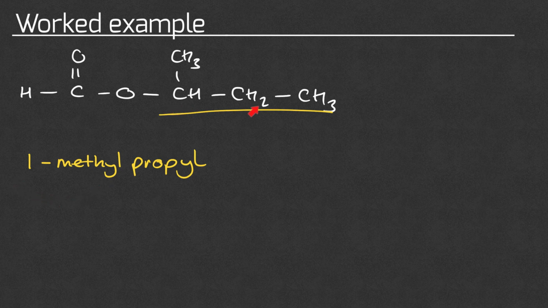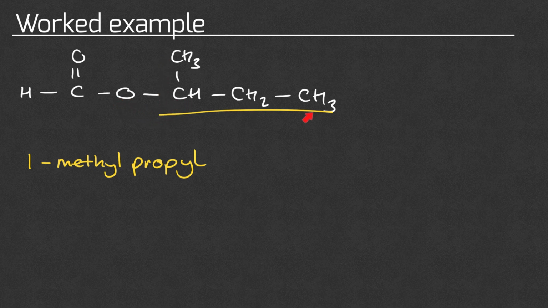1-methyl, because on that chain of carbons attached to the oxygen, there is a methyl group on carbon 1. Carbon 1 is always the carbon attached to the oxygen. So this has to be carbon 1, therefore the longest chain is 1, 2, 3. Therefore propyl with a methyl group on carbon 1. We can't name this as any kind of butyl, for example, a chain of 4, because carbon 1 in that case would be here or here, and carbon 1 has to be the carbon attached to the oxygen.